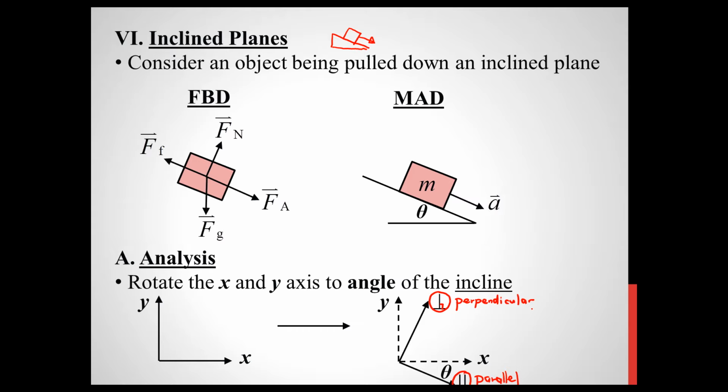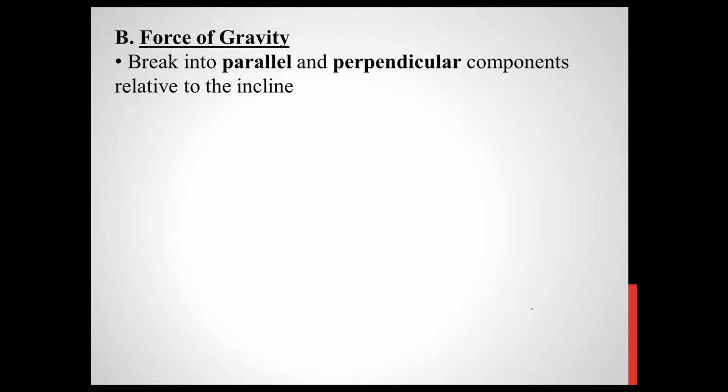Now, if we ask that same question again, if I use my rotated axis, how many of these force vectors would I then need to break into components? Well, the normal force is in the perpendicular direction, the force of friction, the force applied, and the acceleration are in the parallel direction. The only vector that does not line up with the perpendicular or parallel axis is the force of gravity. But this is a lot better. We're only going to have to worry about breaking 1 vector into components as opposed to 4. So let's deal with this force of gravity.